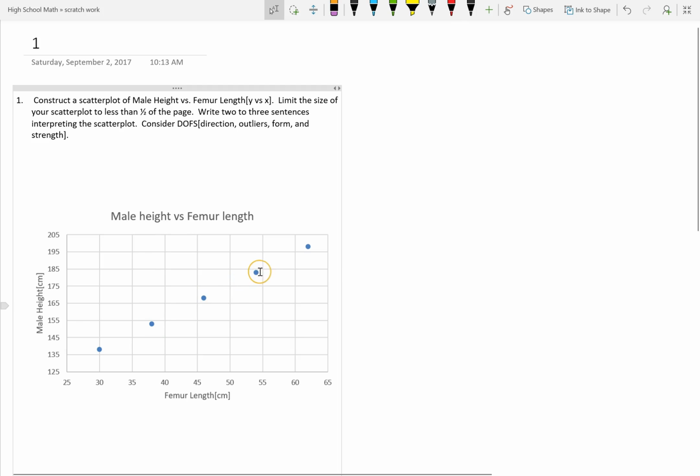and the points appear to be in a perfectly straight line. This data is clearly faked. It's made up. Actual data you'll rarely see to be perfectly linear. So direction, outliers, form, and strength. The direction is clearly positive. The form is linear, and the strength is very strong. It's perfectly linear. If we calculated the correlation coefficient R, it would be exactly 1. As femur length increases, height tends to increase, and that's pretty obvious.